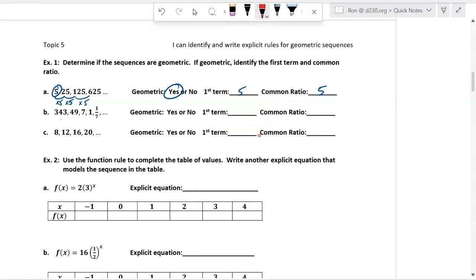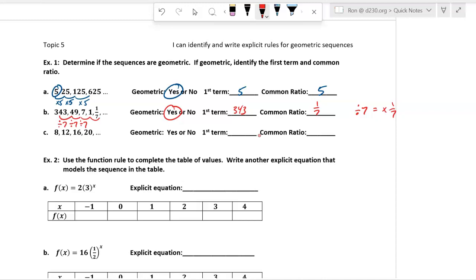So for the next example, if you look here, from 343 to 49, 49 to 7, 7 to 1, 1 to 1/7, what are we doing here? We're dividing by 7 each time. That means this is also geometric. Our first term here is 343, but for your common ratio, you have to understand that dividing by 7 is the same thing as multiplying by 1/7. So our common ratio we're going to use is 1/7.